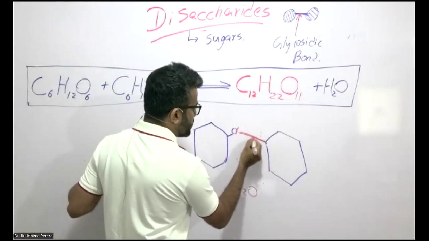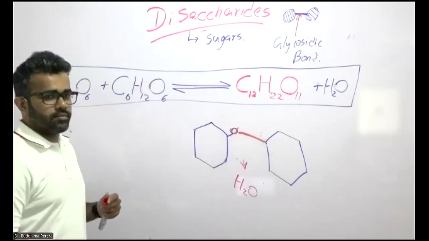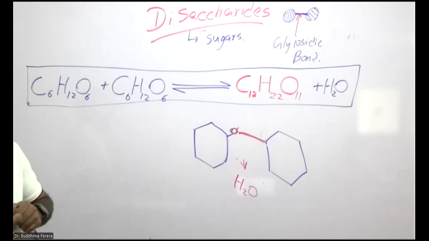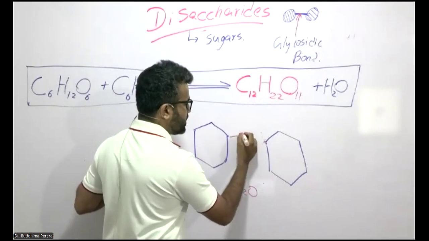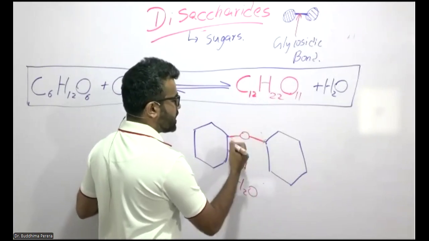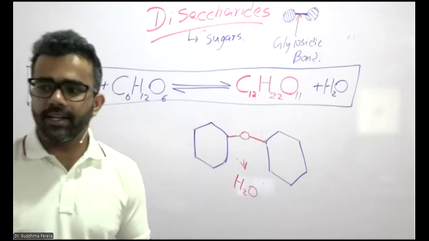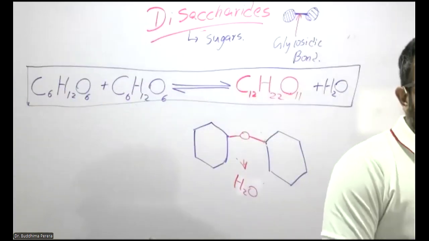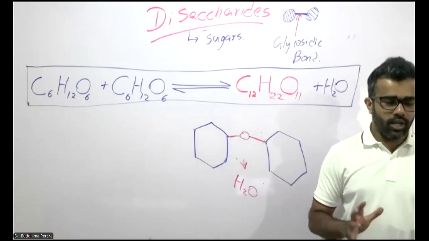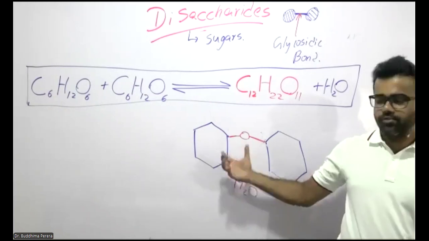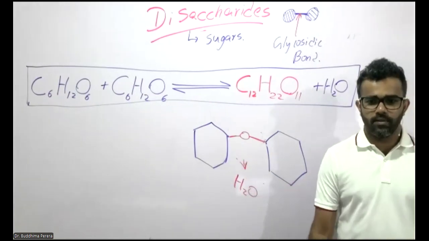There will be the formation of a bond which is called a glycosidic bond, right? The oxygen will come to the middle and form a glycosidic bond. This is the glycosidic bond. This is how a disaccharide is made. An OH from one molecule and an H from the other molecule will leave to form a water molecule, right?